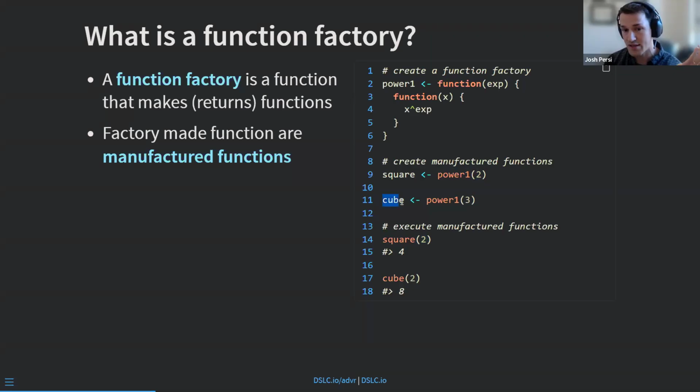Same idea, cube is another manufactured function created by calling the function factory with an argument for the parameter of exponent. And we create a new cube function. 2 to the third power, 2 cubed is 8. So that's just a bit of what a function factory is. Hopefully you'll be able to identify one if you see it out in the wild. Something that produces another function.